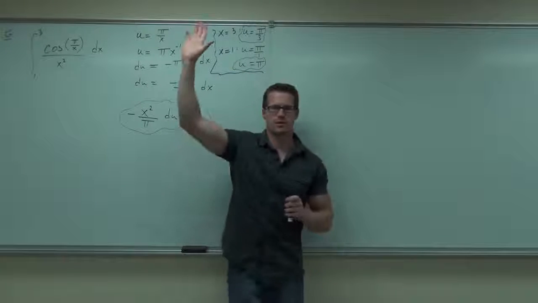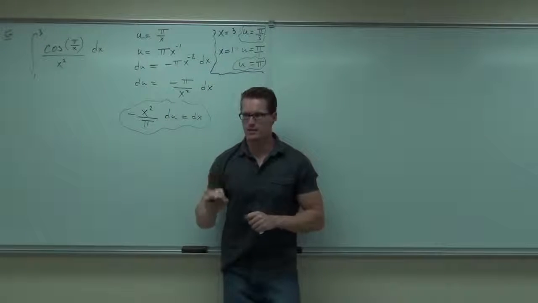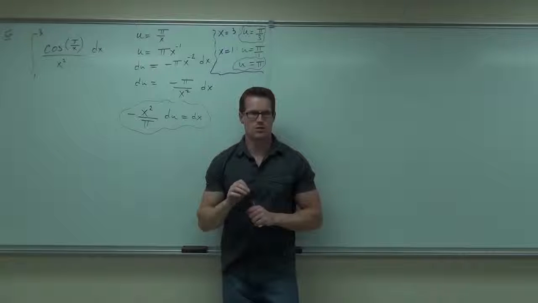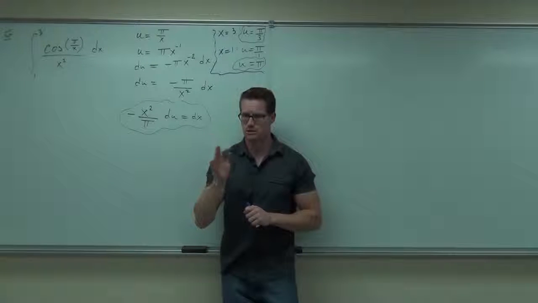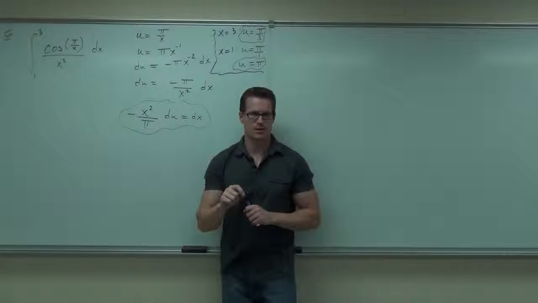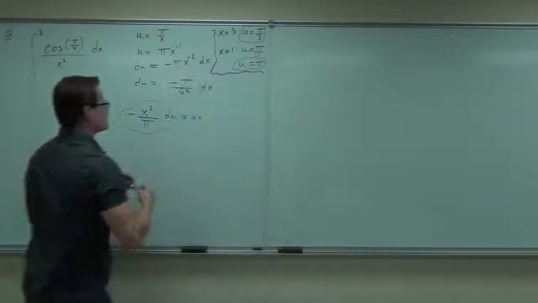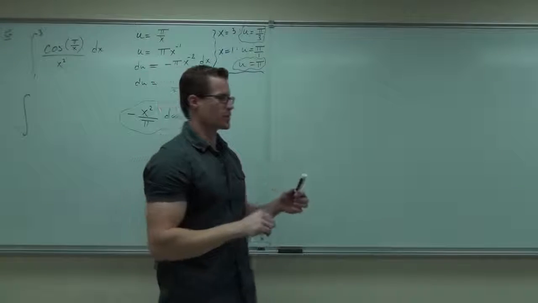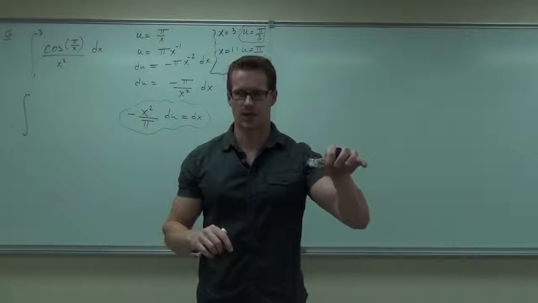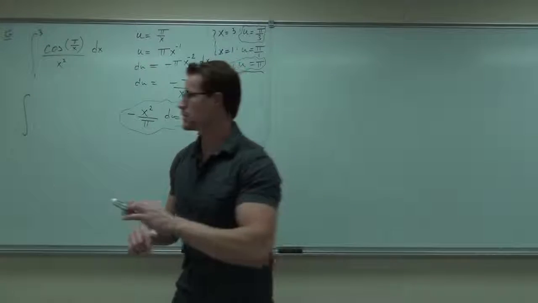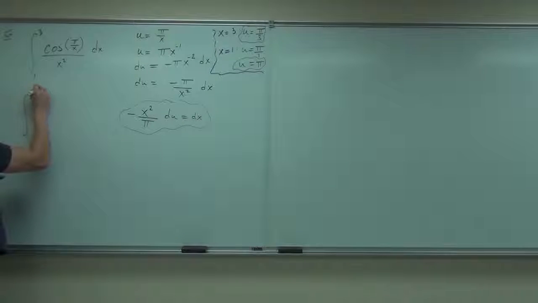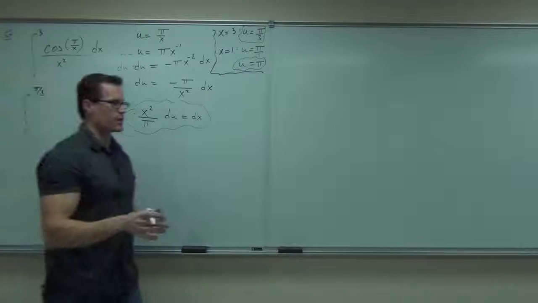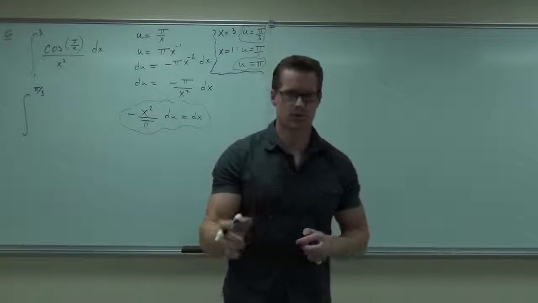How many people feel okay with this so far? Make sure you have these in the correct order. Make sure you map them correctly from x to u, or you're going to get the wrong sign on your integral. So watch what happens here. When I do my substitution, what was x? Well, it's 3. What's the u that correlates with 3? Pi over 3. When x is 1, what's the u that correlates with x equals 1?